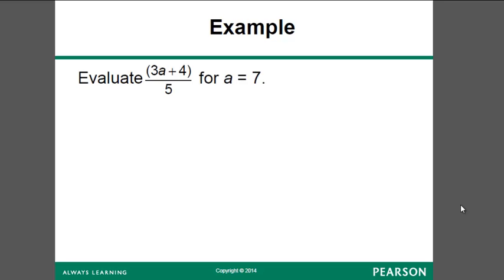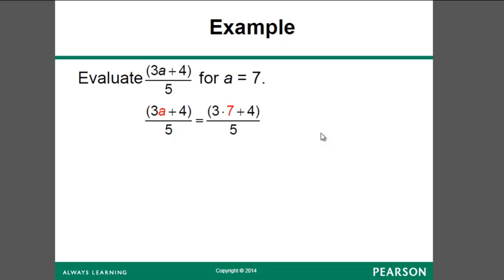This one just asks us to evaluate. We have 3a plus 4 divided by 5, and we want to say that a is equal to 7. So what that means is we're going to replace the a in our expression with the number 7, as I have done here. Notice I've put it in red, that way you can identify what I have done. I've replaced this a with this 7.